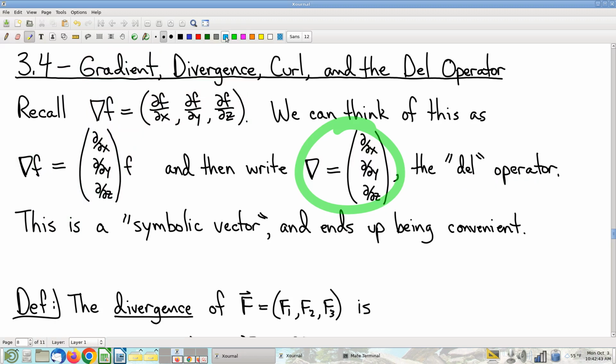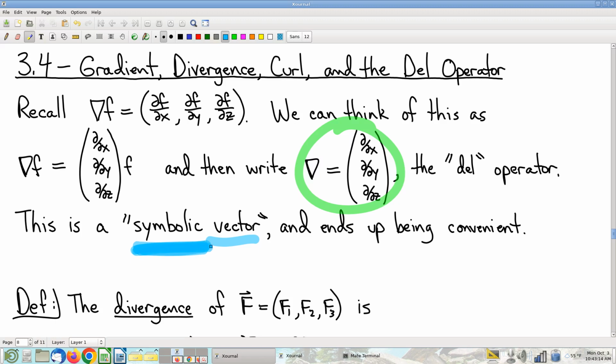Okay, so I want to get one thing out of the way, and that is a confession: I'm writing this like it's a vector, but is it really? I thought a vector was supposed to have elements that were numbers. Is partial with respect to x a number? What is that thing? It's not really a number. So this is an awkward thing. It's not exactly a vector. It's what I'm going to call a symbolic vector.